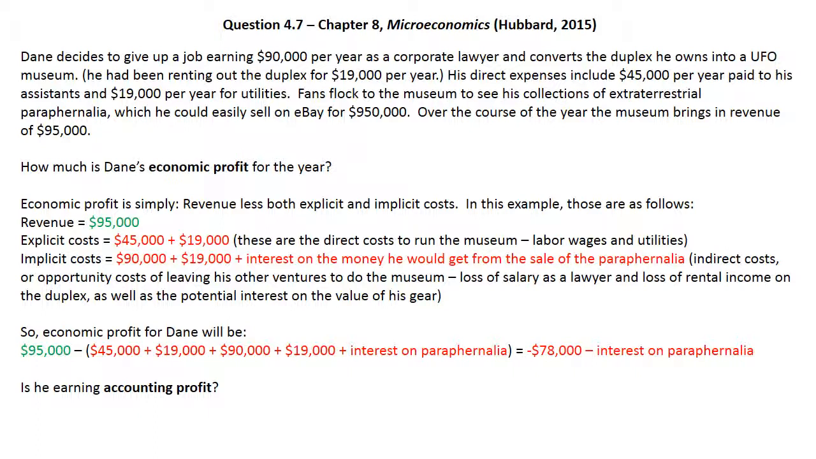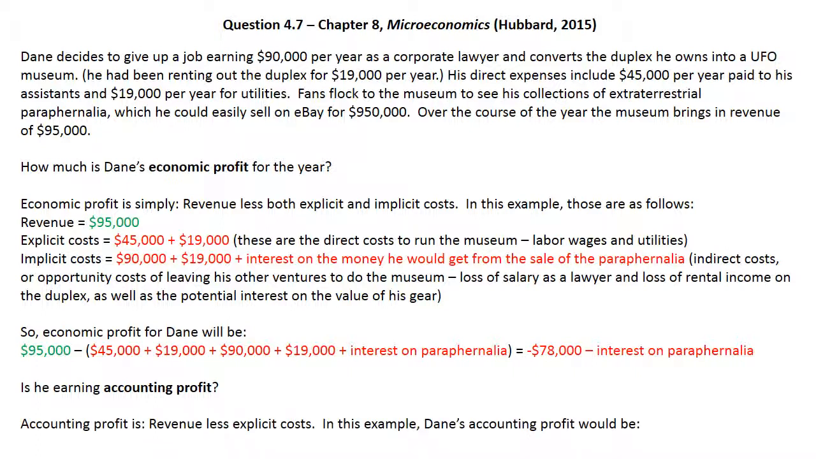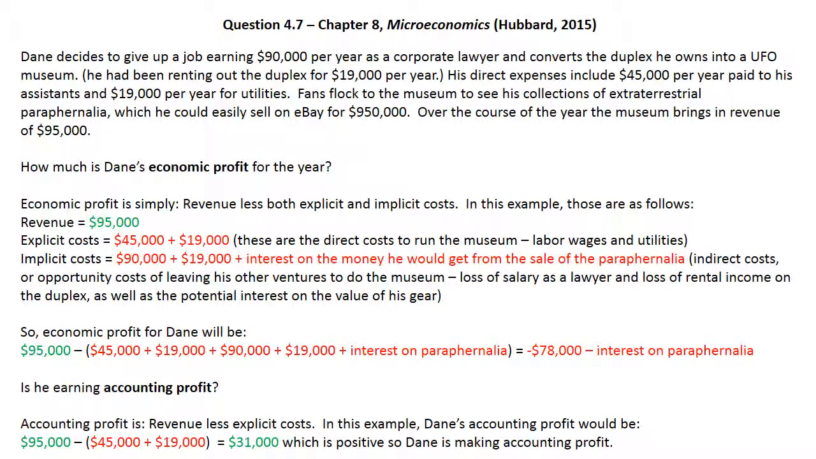An accounting profit is slightly different from an economic profit in that it only measures the revenue less the explicit costs. So in this example, Dane's accounting profit would be $95,000 less the direct costs of $45,000 and $19,000, which leaves him with $31,000 of positive accounting profit. So Dane is making a positive accounting profit in this scenario.